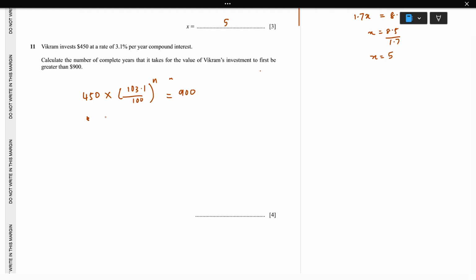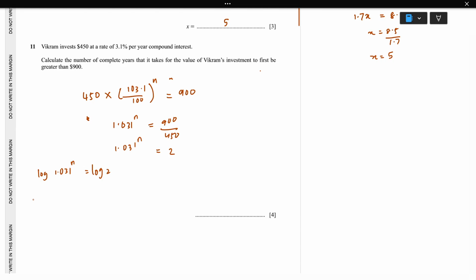Next step, 450 when you go to the right side will become division. So the left side is 1.031 power n equal to 900 over 450. Okay, so 1.031 power n equal to 2. Now I am taking log on both sides. So log 1.031 power n equal to log 2.